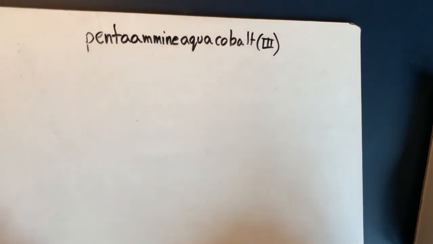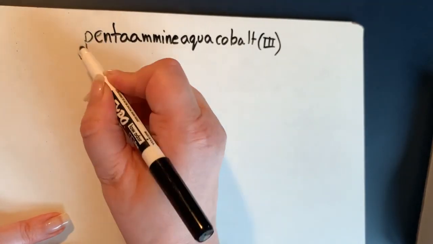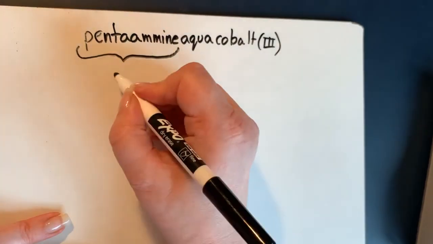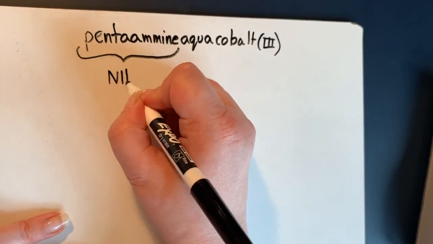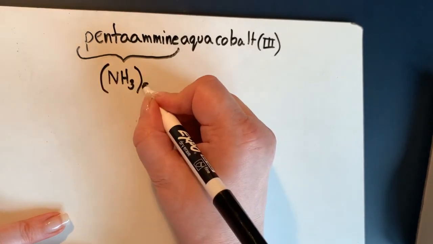Sometimes you're given the name of a complex and then asked what the formula is. In some ways this is easier. So having a look at this, we'll just start at the beginning. Pentamine. So we know that we have NH3 and there are 5 of them.